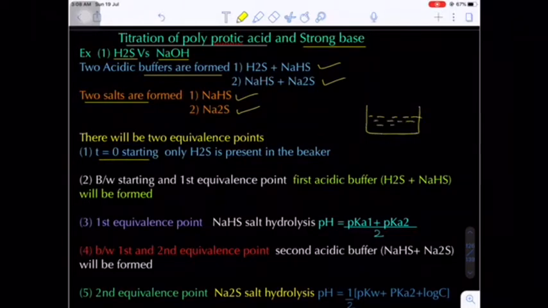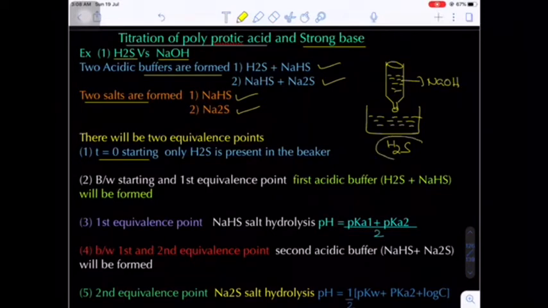4 points we have to always remember. The first point is the starting stage. In the starting stage, here we are taking only hydrogen sulfide in the beaker. From the burette, what are we adding? NaOH, into the beaker. Now in this burette we have NaOH, but initially we are not adding any NaOH, so the pH will be decided by the hydrogen sulfide that is present in the beaker.